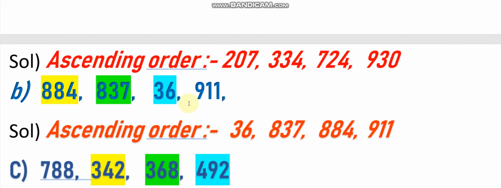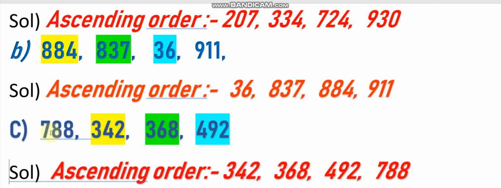From the remaining 3 numbers, again you find the smallest number. See hundreds place digit here 8. Here also 8. Here 9. What is the smallest digit? 8. But 2 8s are there in the hundreds place, both are the same. So you have to check the next place digit, that is here 8 and here 3. What is the smallest digit? 3. So 837 is the smallest number. We write here 837. Then 884, 911. Here hundreds place digit 8, here 9. So 8 is the smallest digit. 884 is the smallest number. You write here. Then remaining number is 911. It is the ascending order of the 3-digit numbers.